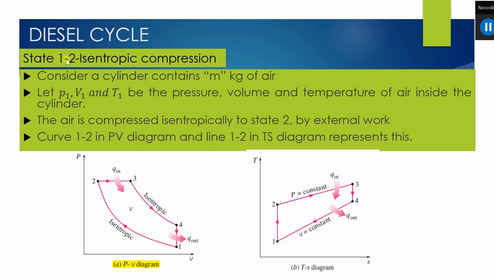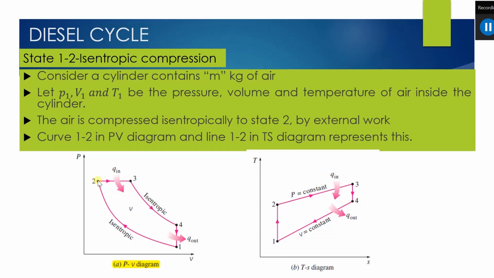So from state 1 to 2, we already said that it's an isentropic compression process in which the given gas inside the cylinder is compressed isentropically or reversible adiabatically. So we consider a cylinder which contains m kilogram of air, and let P1, V1 and temperature T1 be the pressure, volume and temperature of air inside the cylinder at the beginning of the cycle, that means it's state 1. When the process starts, the air is compressed isentropically to state 2. That means air is compressed from state 1 to state 2, by using external work.